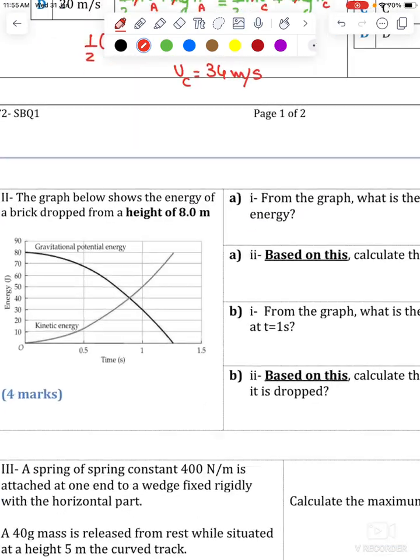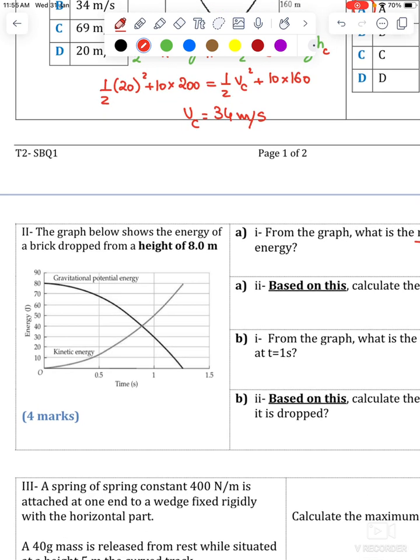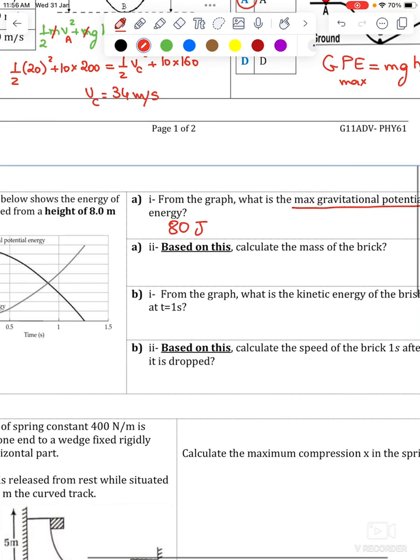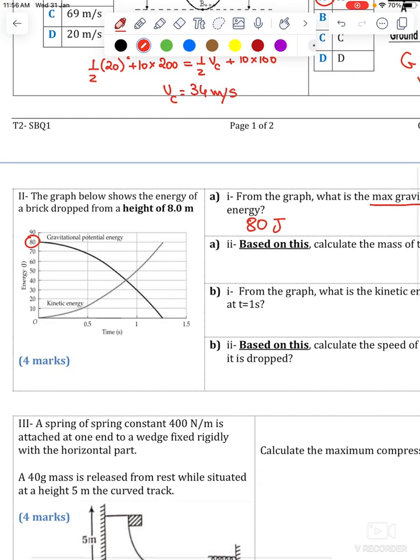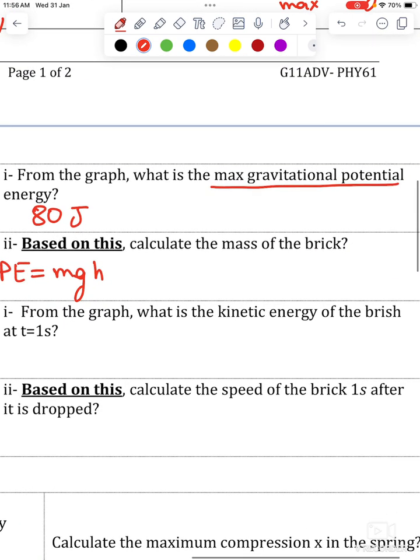Now the next page, from the graph, I need to know the maximum gravitational potential energy. As I can see here, the gravitational potential energy is 80 joules. Based on this, I need to calculate the mass of the brick, knowing that the height is 8, so GPE is mgh. So replacing GPE by 80, the mass I don't know, G is 10, and the height is 8, I can find that the mass is 1 kilogram.